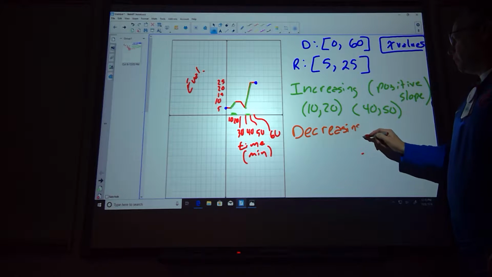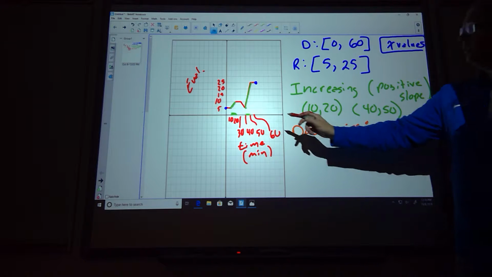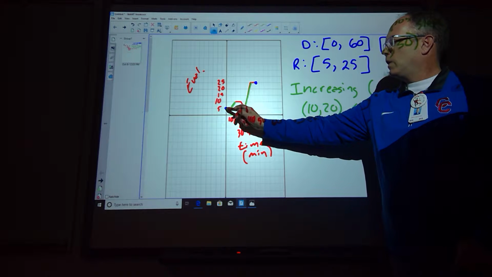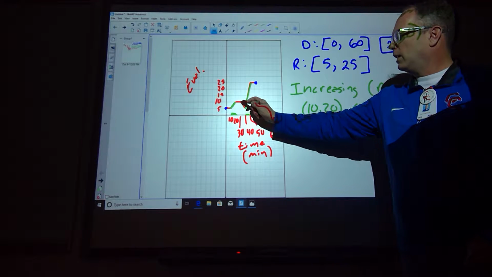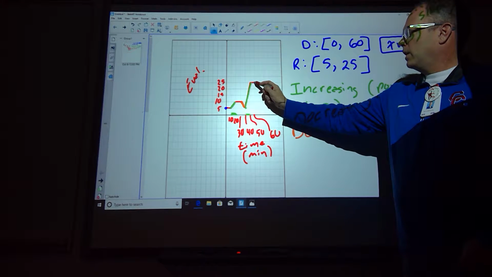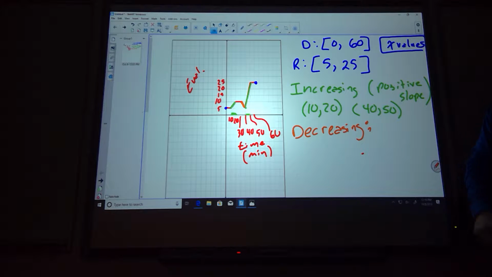All right. So help me out. Is it decreasing right here? No. What about here? No. Here? Yes. Okay, I like that. What about here? No. So it's only decreasing in one spot.